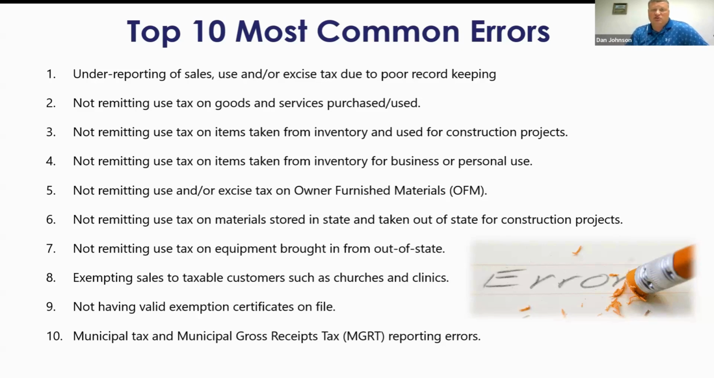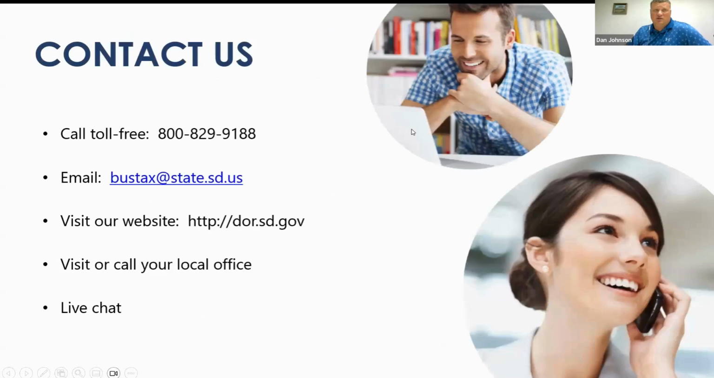Not remitting use tax on materials stored in the state and taken out of the state for construction projects. Again, that's going to be the South Dakota contractors excise tax. Exempt sales to taxable customers such as churches and clinics. Not having a valid exemption certificate on file. Again, you need to make sure that you have all those exemption certificates. And MGRT, again, that's going to be the alcohol, hotels, booze. I know a lot of businesses do miss that, but I don't know.